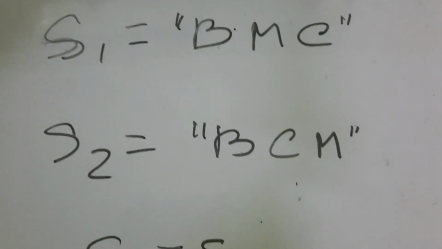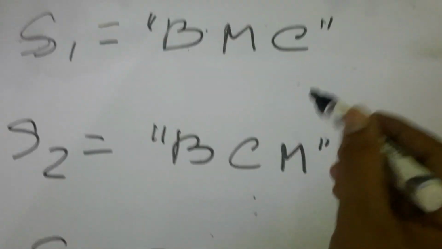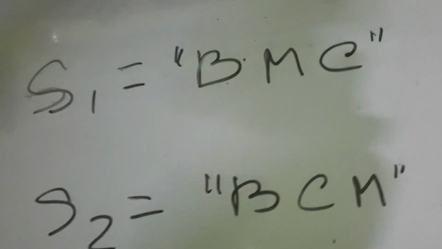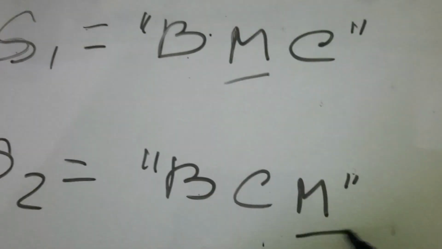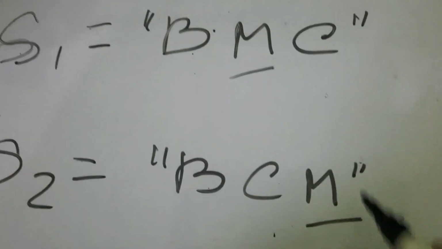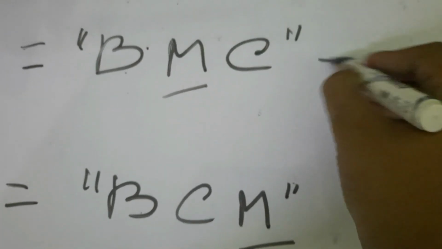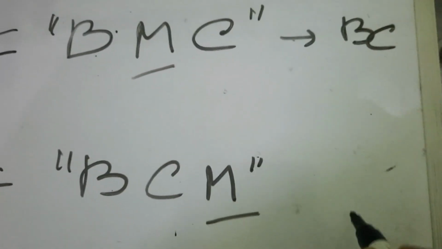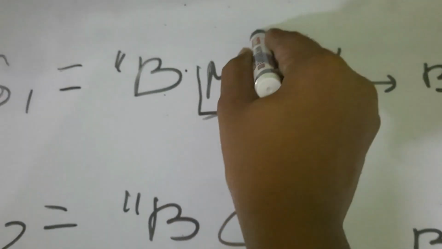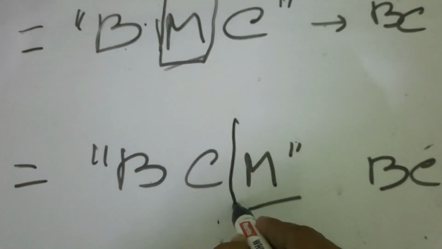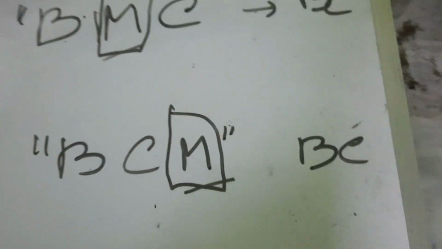What is that? That is saying that to make the strings equal, we need to delete some of the characters. So in our case, we can see that if we delete M from here and M from here, both the strings are going to be BC. So if we delete M from here, we are going to get BC, and here also we are going to get BC by deleting M from both the sides.